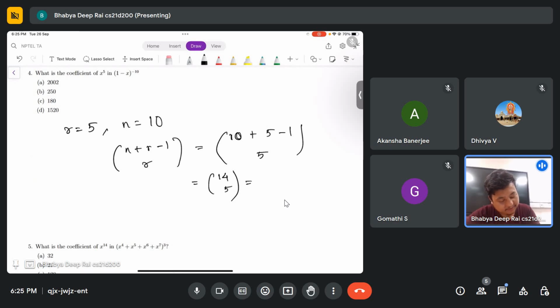Now you can simply do 14 minus 5 is 9, right? 14, 13, 12, 11, 10 by 5 factorial, 5, 4, 3, 2, 1, and this thing will be 12, and 10 will go, right? Now all I get is 14 times 13 times 11, right?